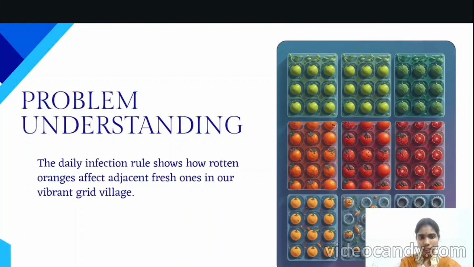And coming to the problem statement, let us first understand the problem clearly. Here we consider a grid village filled with oranges. Some are fresh and some are rotten and some spaces are empty. The important rule is every day a rotten orange spreads its infection to the adjacent fresh oranges: up, down, left and right. This slide visually represents how the infection spreads step by step, making the grid dynamic and time dependent.